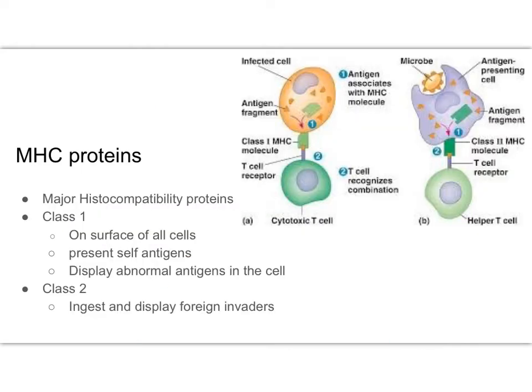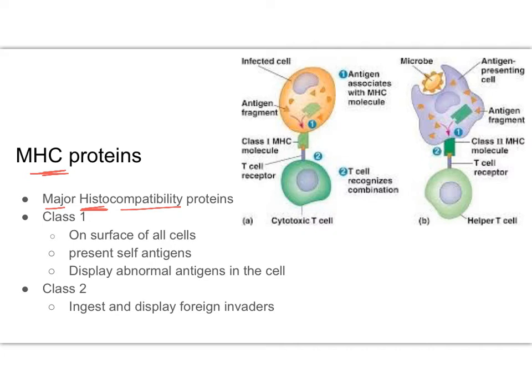On your cells, you're also going to find surface markers called MHC proteins. MHC stands for major histocompatibility proteins, remember histo is tissue. And you have two basic kinds of these. You have class 1, which are on the surface of all cells that have a nucleus. So these would not be on the surface of bacterial cells because bacterial cells do not have a nucleus. But they're going to be on the surface of every single kind of cell that does have a nucleus.